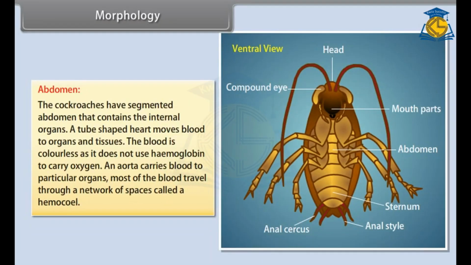Abdomen. The cockroaches have a segmented abdomen that contains the internal organs. A tube-shaped heart moves blood to organs and tissues. The blood is colorless as it does not use hemoglobin to carry oxygen. An aorta carries blood to particular organs. Most of the blood travels through a network of spaces called a hemocoel.